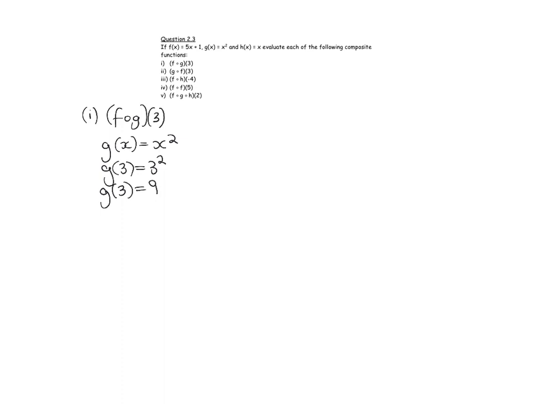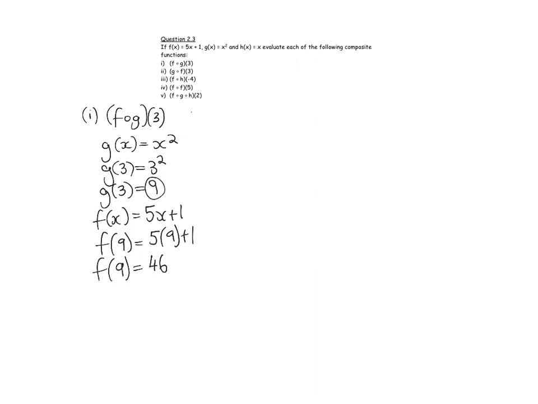Next, we need to find f(x), and f(x) is 5x + 1. And we take f(9) because that's the answer we got in the first part. And it's 5 times 9 plus 1. So f(9) is going to be 5 times 9, which is 45, plus 1, 46.